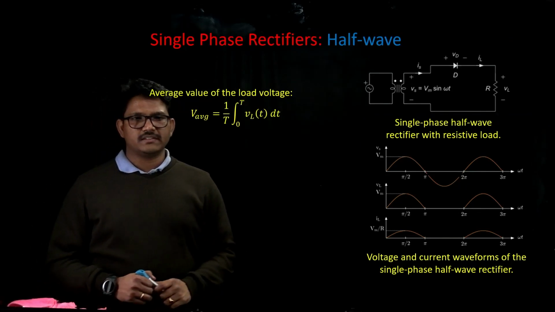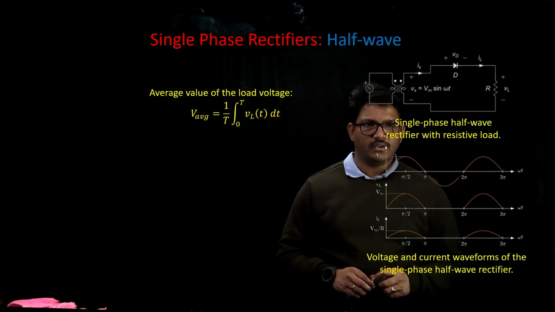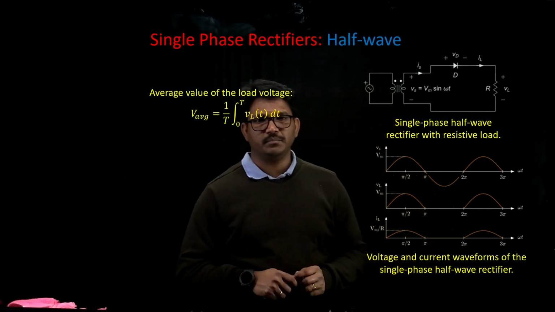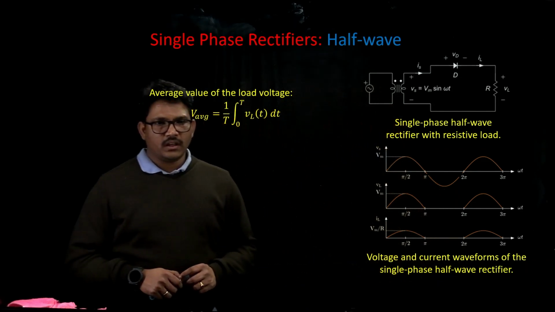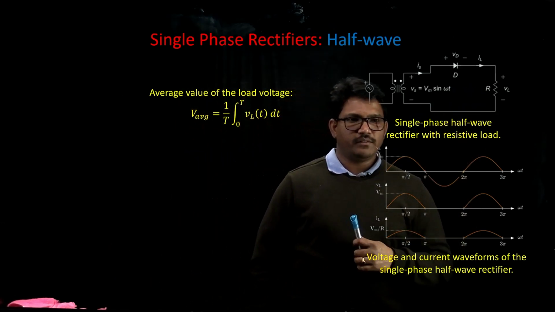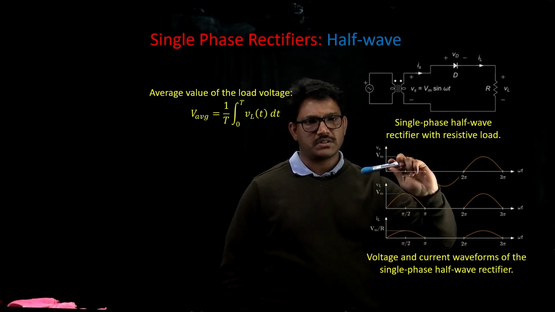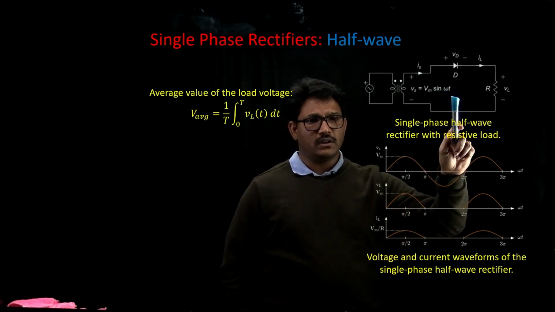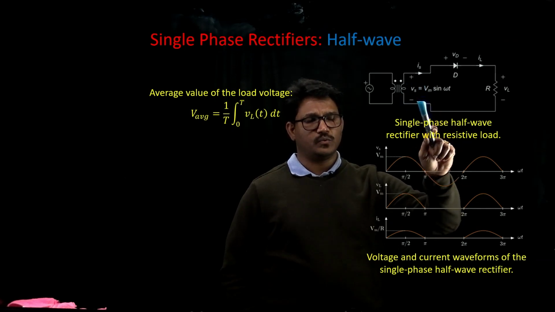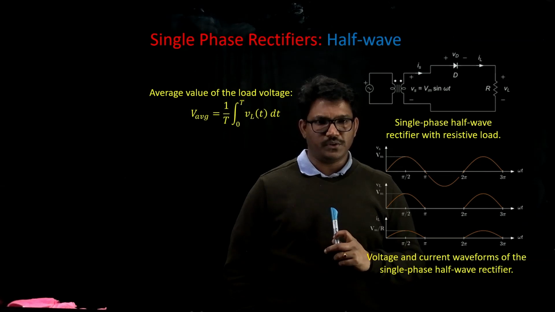In this video, we will discuss the average and RMS value calculation of a half-wave rectifier and a simple problem on that. Here, if you look at a half-wave rectifier, if you have only one diode as a switch, then it will only pass on the positive half cycles of the source voltage to the load, and the negative half cycles are going to be blocked.